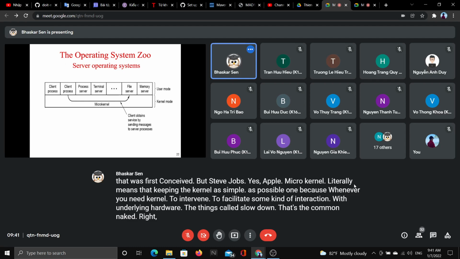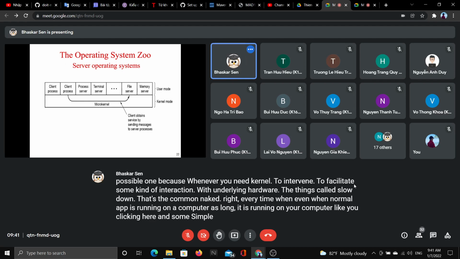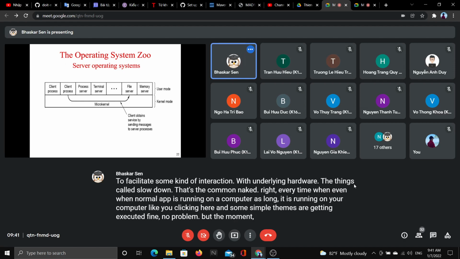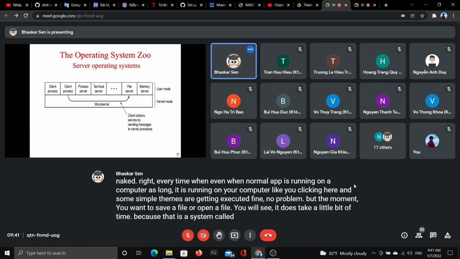Even when a normal app is running on your computer, as long as you're clicking here and clicking there and some simple things are getting executed, fine, no problem. But the moment you want to save a file or open a file, you will see it does take a little bit of time, because that is a system call. We will learn about system calls later.